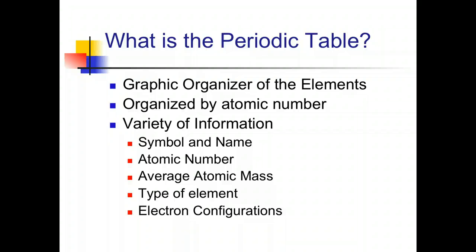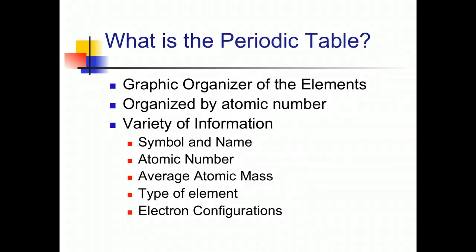What is the periodic table? Well, simply put, it's a giant graphic organizer of all of the elements, and it has layers of information. The modern periodic table is organized according to atomic number. So if you look at the periodic table, it increases numerically across the table from left to right and top to bottom.